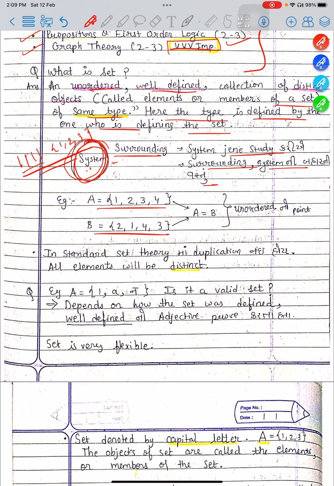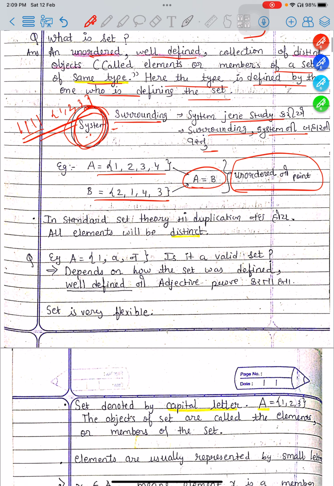So A equals B, and this proves the point of unorderedness. A set is unordered. In standard set theory, duplication is not possible. All elements will be distinct.